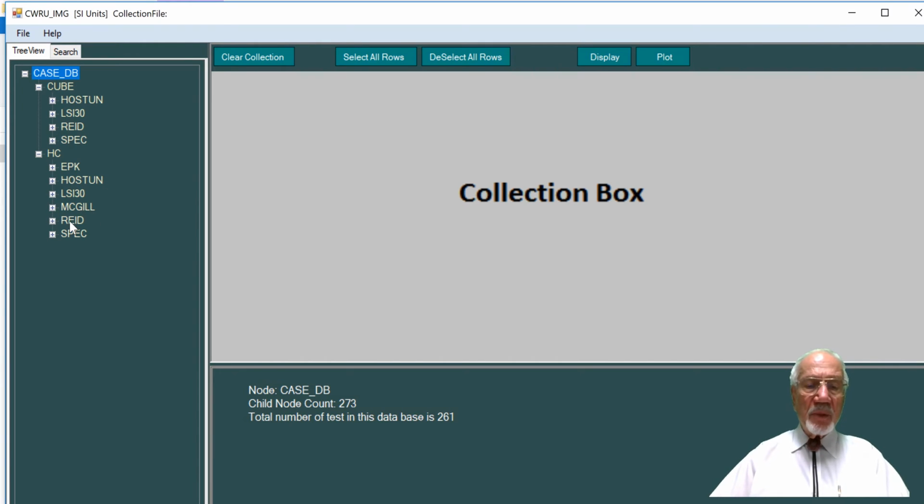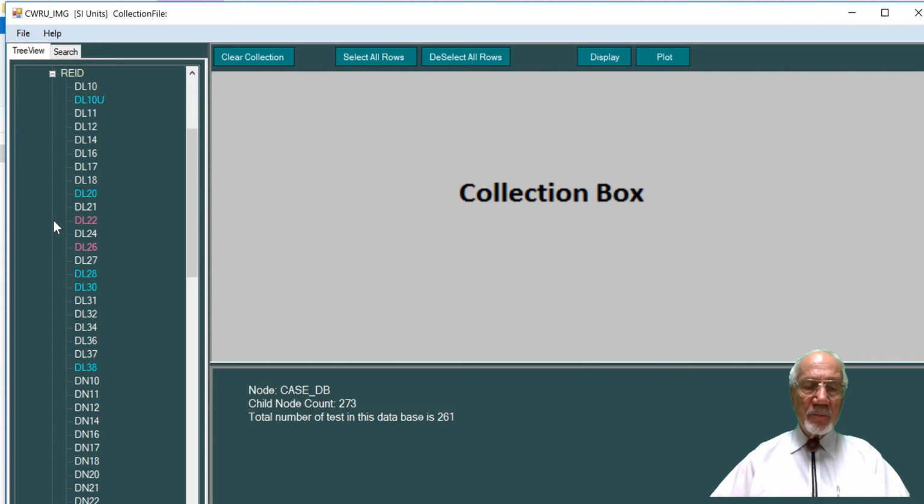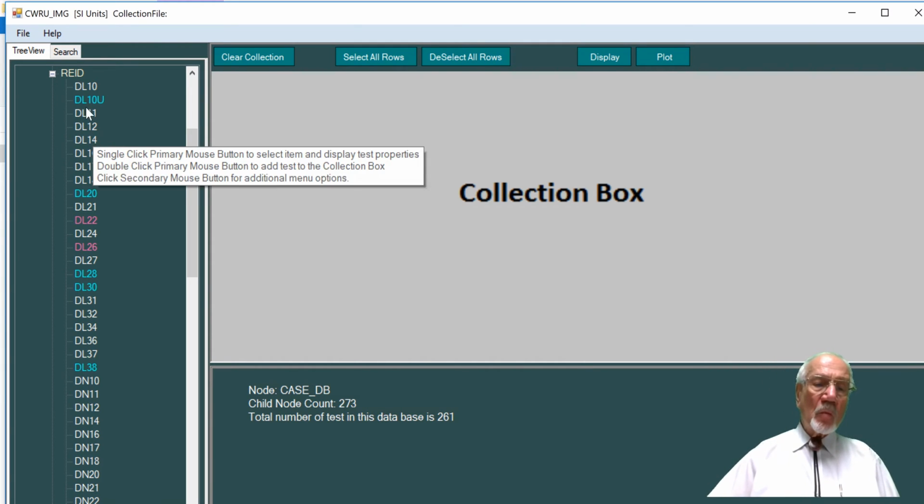Let's look at the Reed Bedford Sand conducted on hollow cylinder. When you click on it, you get all the tests conducted on Reed Bedford Sand in this database. A quick word about those letters and those numbers. They are actually defined in the user's manual, but it's always nice to hear about them at this stage.